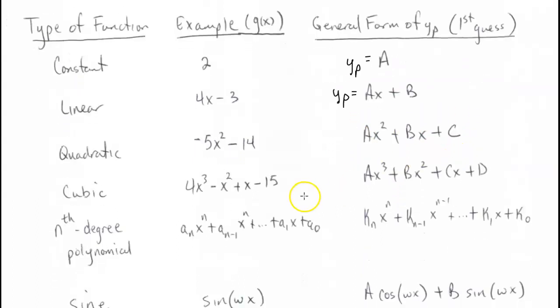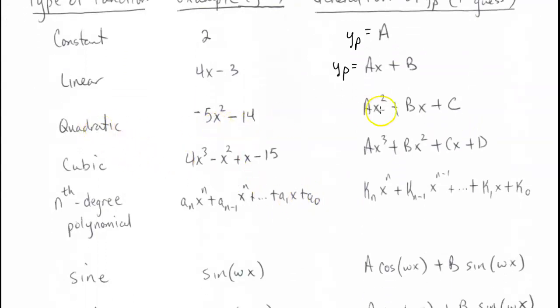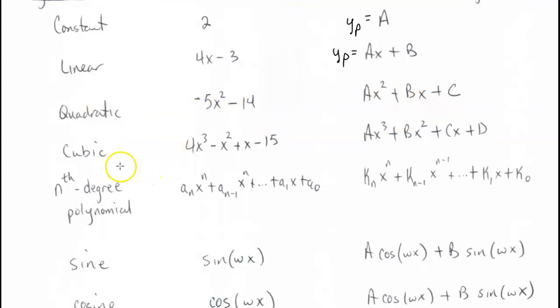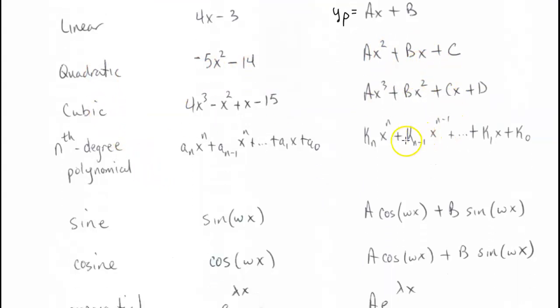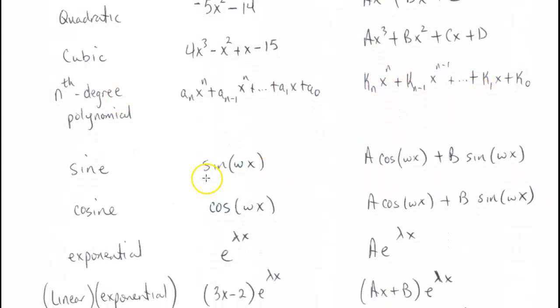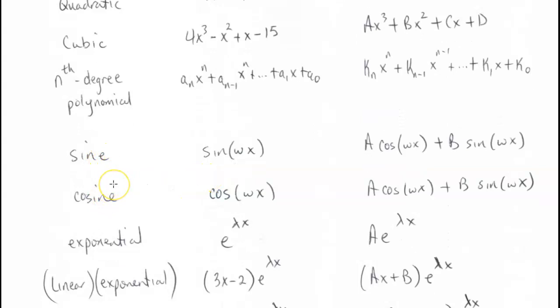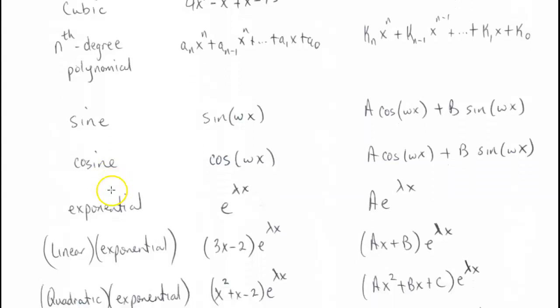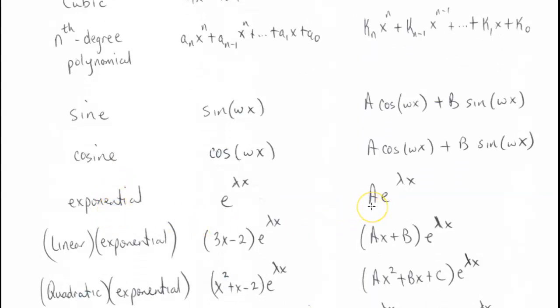If we continue on here, for the quadratics, it's going to be quadratic in nature. For the cubics, it's going to be cubic in nature. For the nth degree polynomial, it's just going to be an nth degree polynomial. For sine and cosine functions, for either one of those, it would be a linear combination of a cosine function and a sine function. For just an exponential function, it'll just be some constant times that same exponential function. And these last few are going to be combinations of the kinds of functions that we've already seen.